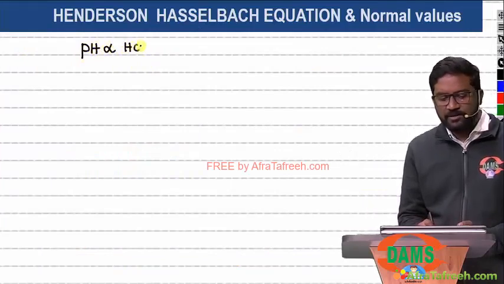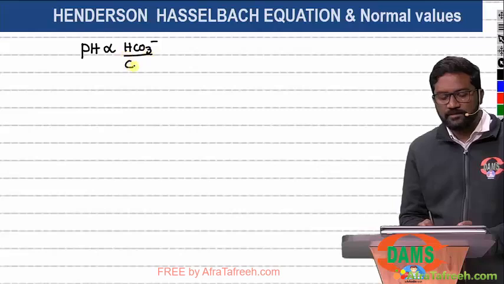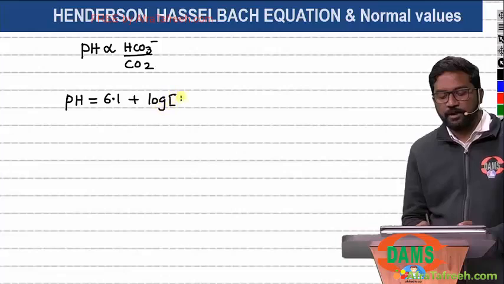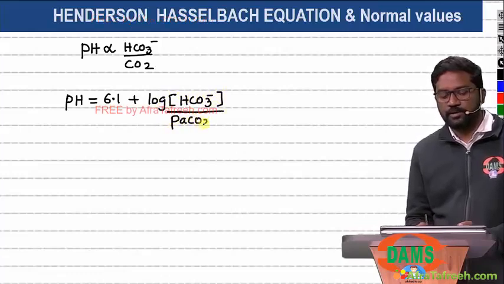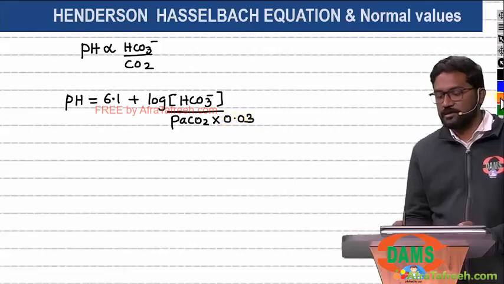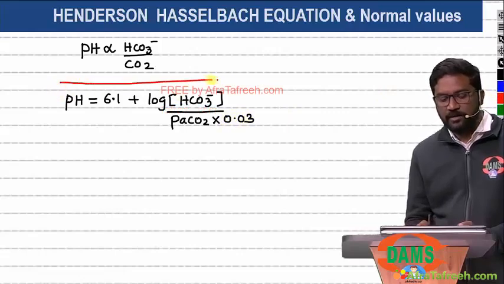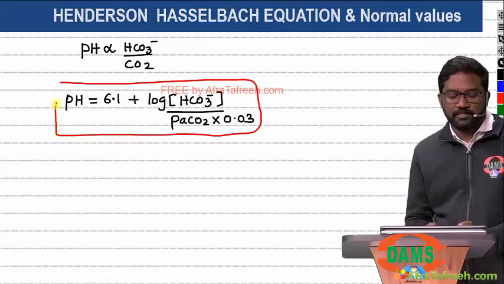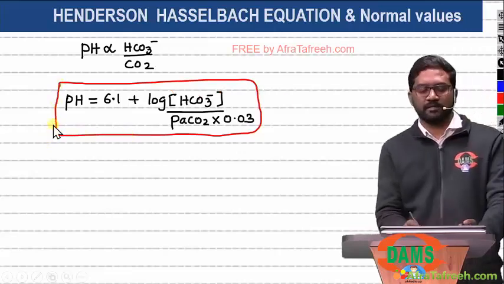This is the primary relation: pH is proportional to bicarbonate by CO2. Now modifying this equation, pH is equal to 6.1 plus log of bicarbonate by PaCO2 into 0.03. Just like in mathematics, you have (a plus b) whole square is equal to a square plus b square plus 2ab. This is such a basic equation in ABG.